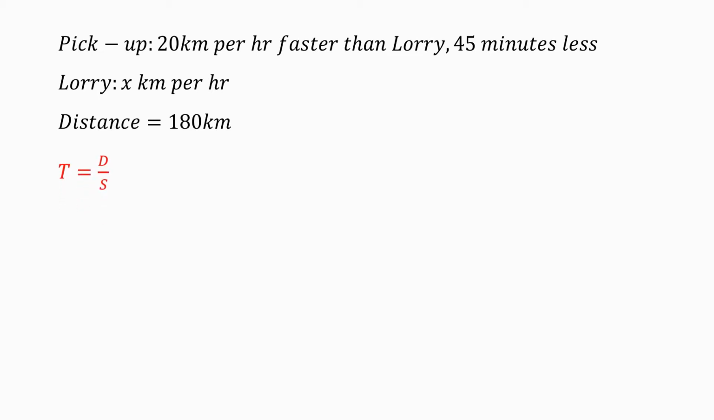So the pickup was 20 kilometers per hour faster than the lorry, and it took 45 minutes less, and the speed of the lorry was x kilometers per hour, and the distance covered was 180 kilometers. So we need to express the time taken as an expression of x. To obtain time, you need to divide distance by the speed. So for the lorry, it is 180, which is the distance, over x, the speed. So the lorry took 180 over x hours.